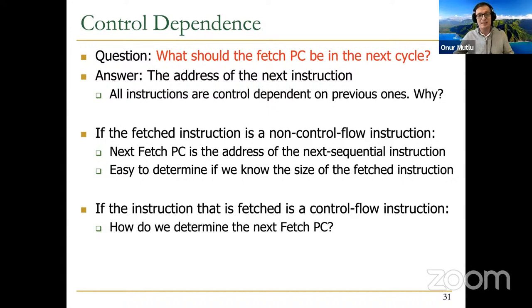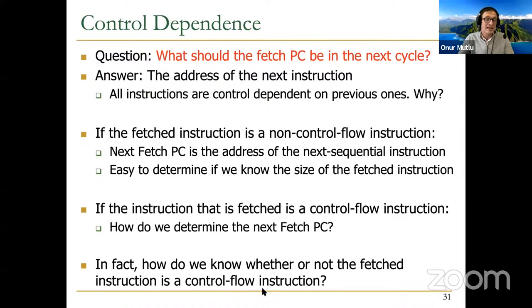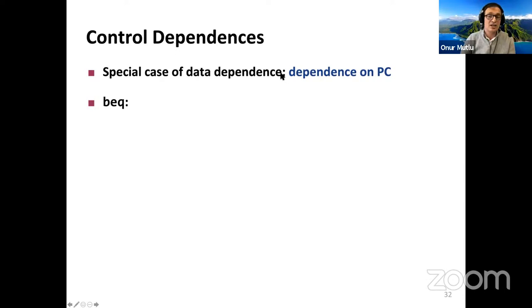But basically, we have an even bigger problem. How do you know whether or not the fetched instruction is a control flow instruction? We're going to handle this question later on when we talk about branch prediction in more detail. But right now, let me give you a very simple way of handling control dependencies. Control dependencies are a special case of data dependence. They're dependence on the program counter. But they're a very special case because they occur right in the beginning of the pipeline. The ALU stage is later in the pipeline, and clearly, not all instructions are dependent on each other in the ALU stage. But with branches, you may have a lot of instructions dependent, and they occur at the beginning of the pipeline. And they can have a lot of impact on performance, as we will see later.